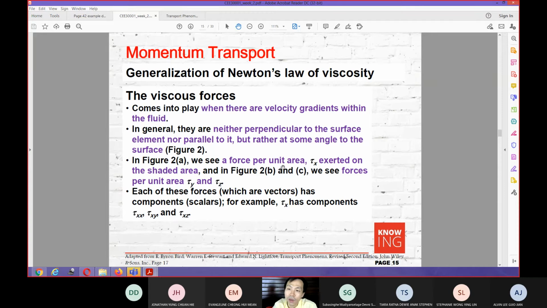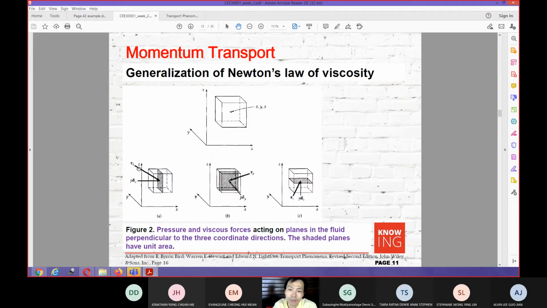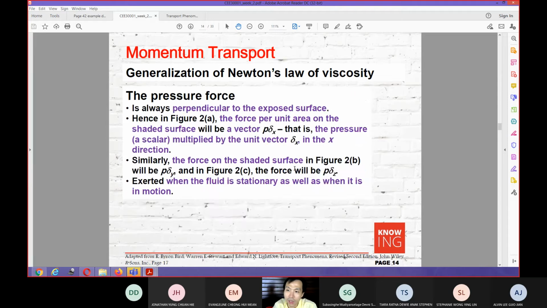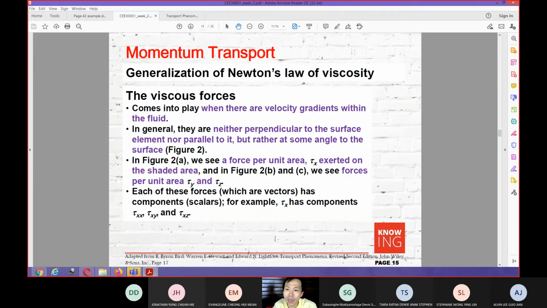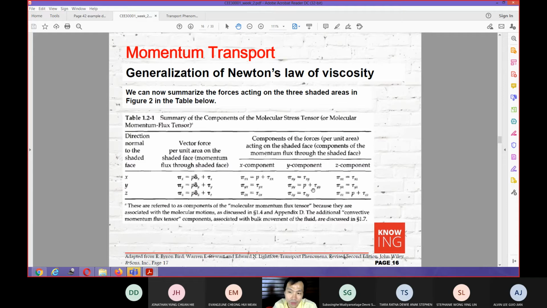In figure 2a we see a force per unit area called tau x, tau y, and tau z. Then we can break it down into tau xx, tau xy, and tau xz, because this unit can be represented as tau x in the x direction, in the y direction, and in the z direction. So this can be broken down into the respective components in the different coordinates, right? And if you break it down like that, then you will have something like this.